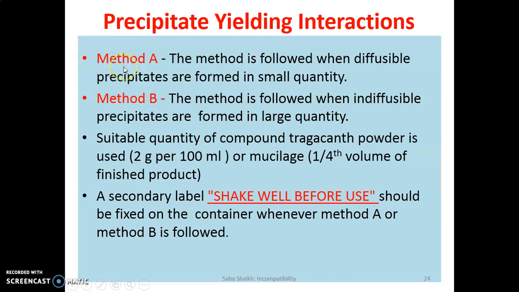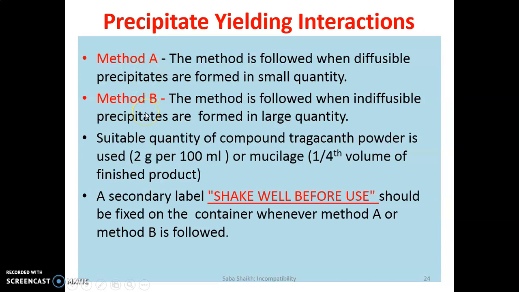There are 2 methods to handle these precipitate forming interactions, method A and method B. What is method A? In this method, a diffusible precipitate is formed in small quantity. Whenever you have any prescription and you are making the product, you may find that the product has a precipitate, but that precipitate is in small quantity and of diffusible type.